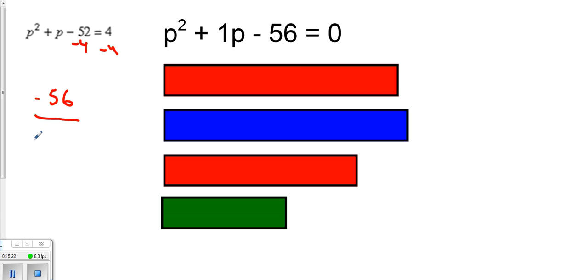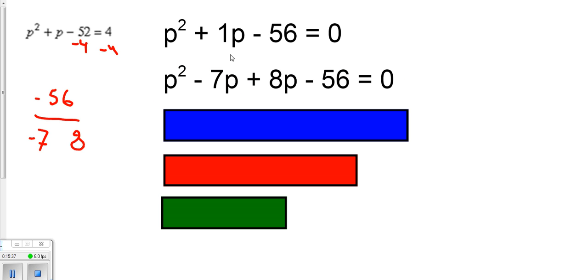If this is negative, we need one to be negative, so negative 7, and one to be positive, that'll be 8. Negative 7 times positive 8 is negative 56. Those two added together are positive 1. So when we break this apart, this positive 1p becomes negative 7p plus 8p.